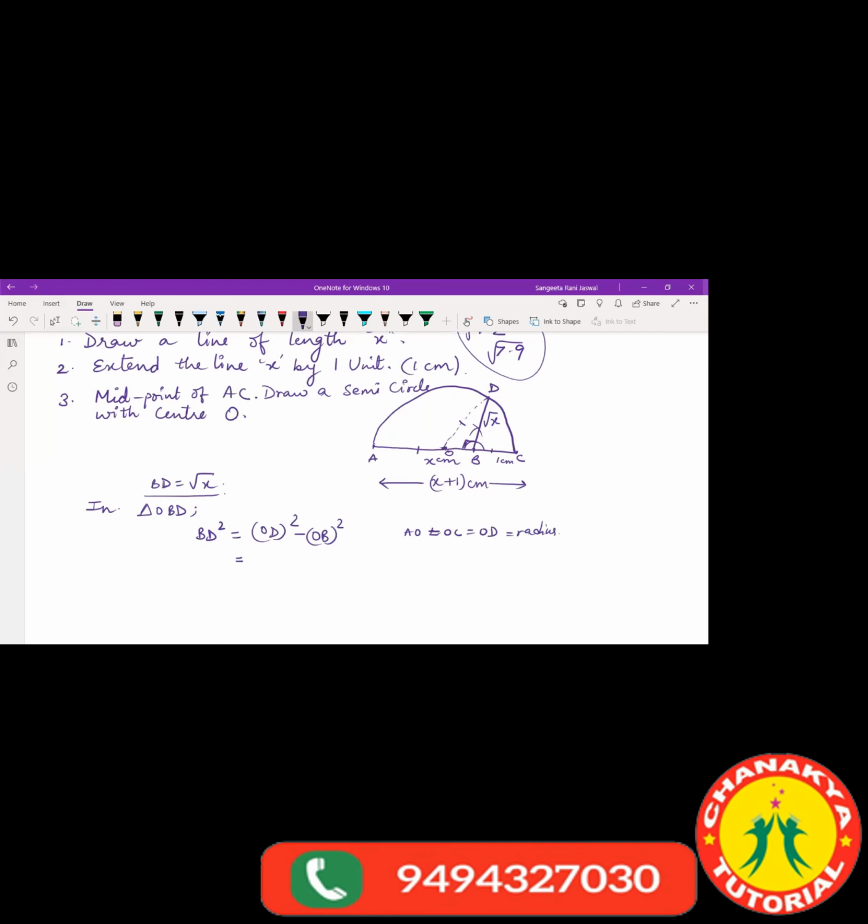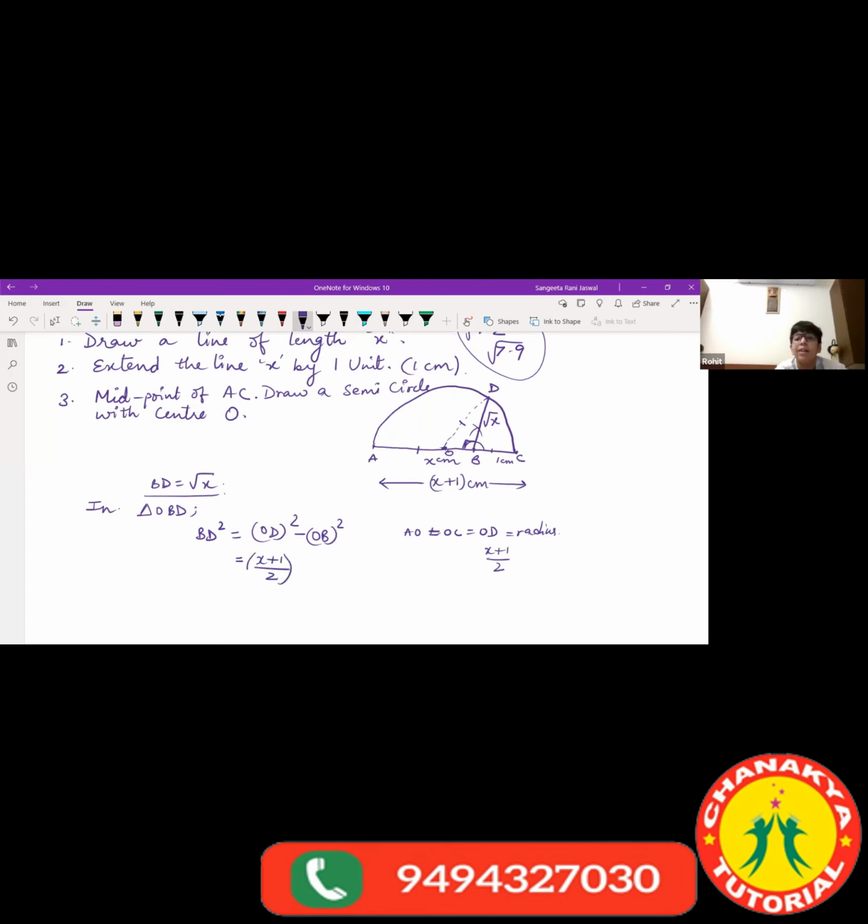And how much is the radius? This complete length, A to C, was x plus 1. Radius is half of the diameter. So that means this radius is x plus 1 by 2, half of the diameter. Understood this? How did we get OD equals x plus 1 by 2? If understood, please keep showing the thumbs up. Otherwise, as we move ahead, you will not understand them.